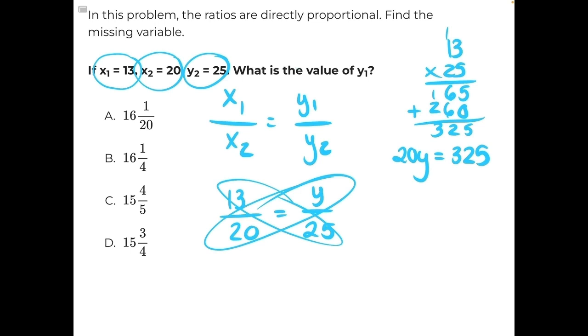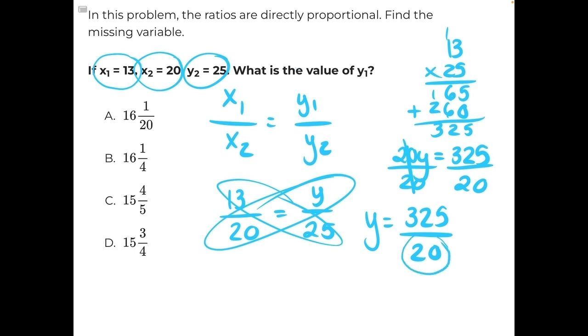And now we have an equation that we can solve to find the value of y. 20 is being multiplied to y, so the opposite operation here is dividing both sides by 20. These will cancel, leaving us with y equals 325 divided by 20. Now, this is where our answer choices can help us solve this question faster. We know that if we are counting by 20s, the closest we can get to 325 without going over is either going to be 16 or 15. So let's try both of them. 16 times 20 and 15 times 20.